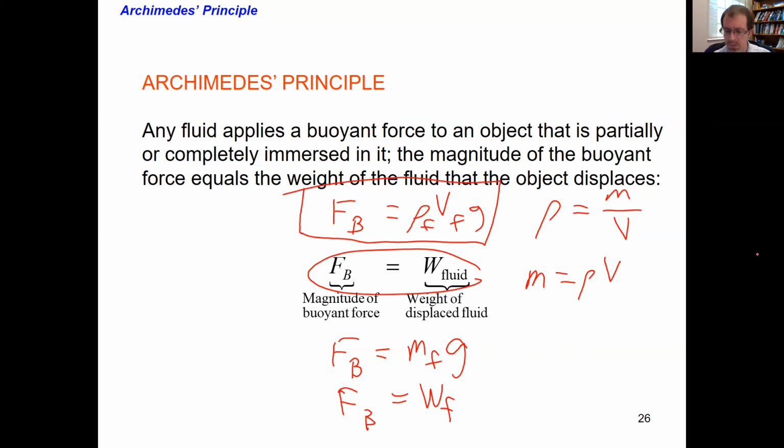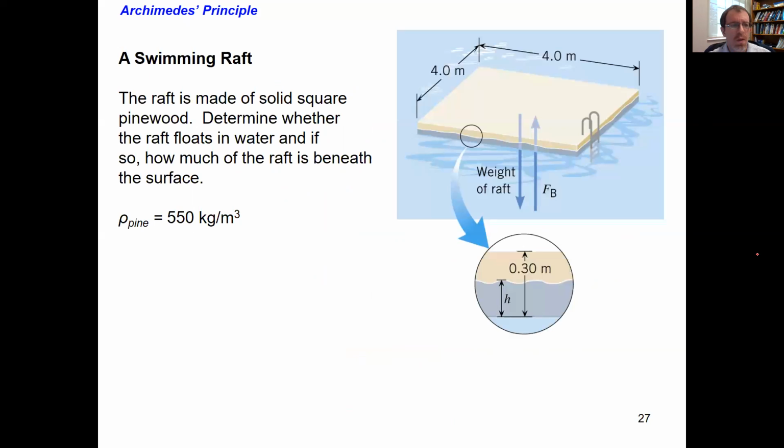All right, so let's do something with that. So we've got here a raft that's partially submerged. We're told that the top and bottom faces of the raft, it's effectively a square, are 4 meters by 4 meters. And that the thickness of the raft is 0.3 meters.